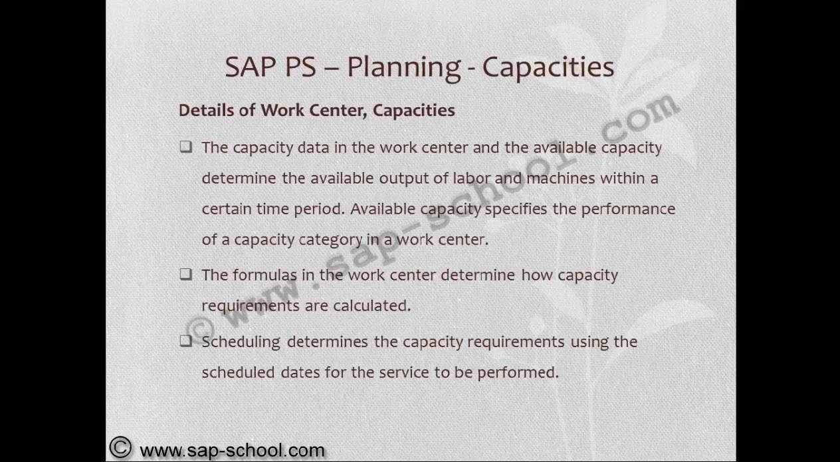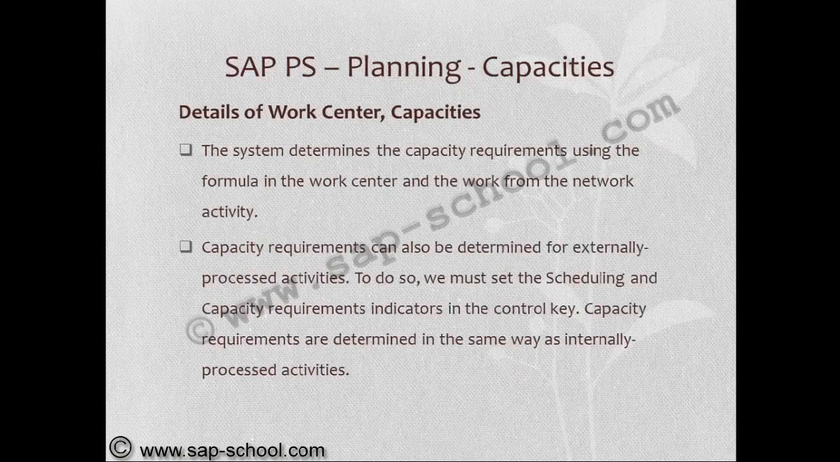The capacity data in the work center and the available capacity determine the available output of labor and machines within a certain time period. Available capacity specifies the performance of a capacity category in a work center. The formulas in the work center determine how capacity requirements are calculated. Scheduling determines the capacity requirements using the scheduled dates for the service to be performed. The system determines the capacity requirements using the formula in the work center and the work from the network activity.